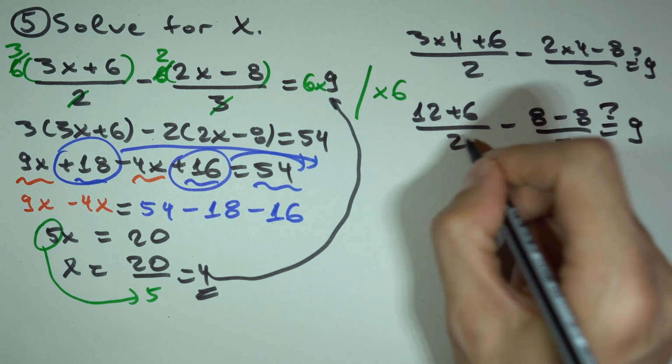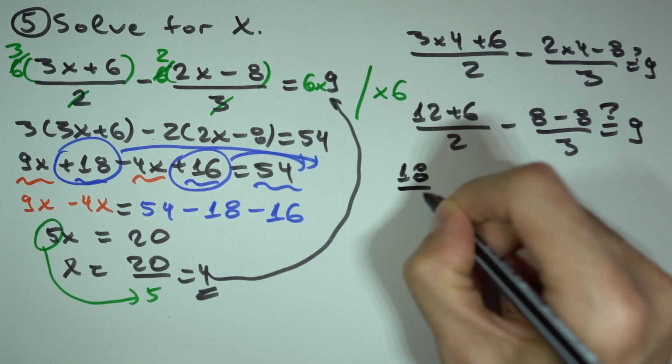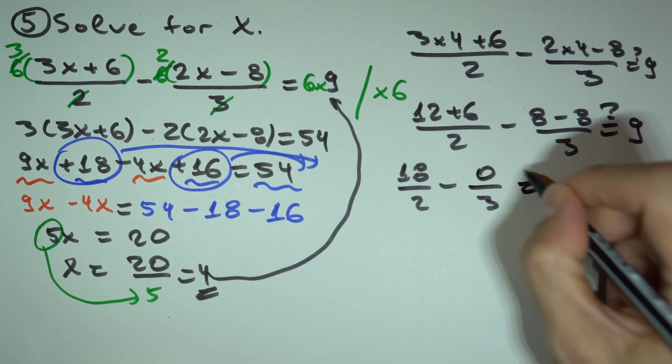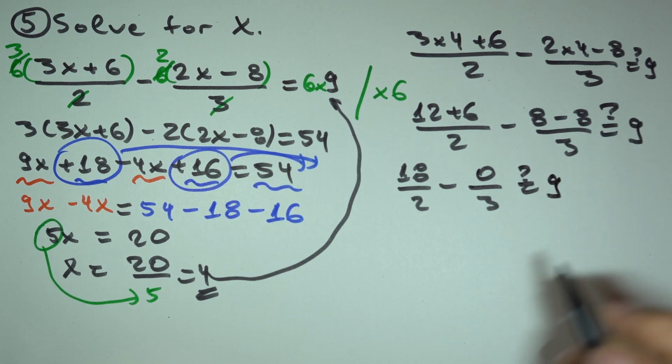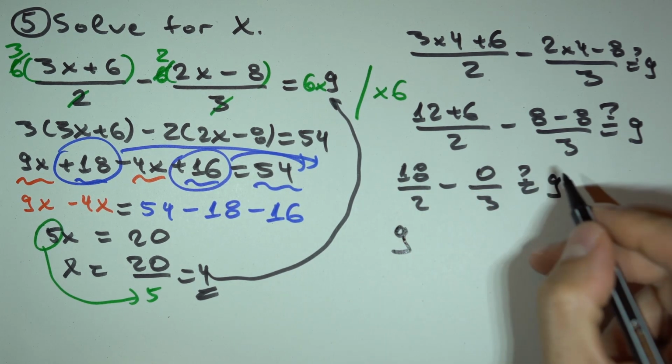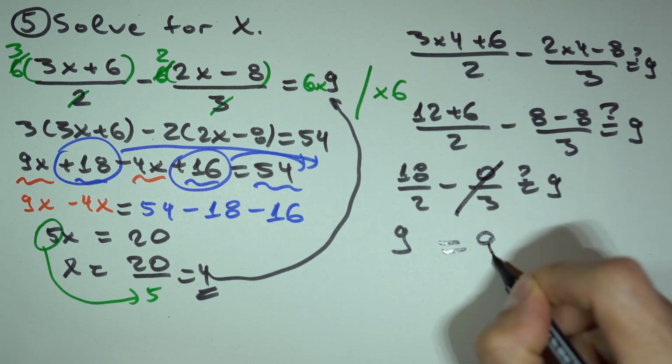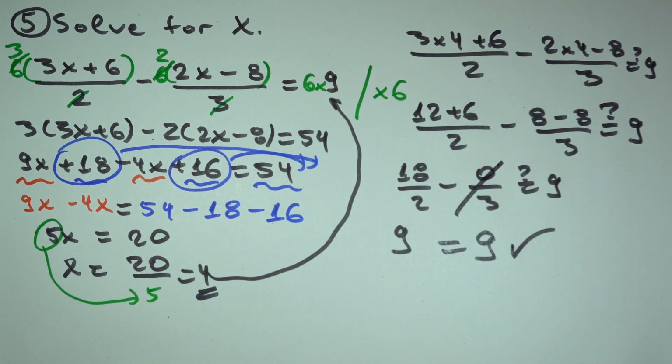12 plus 6 is 18 over 2, minus 8 minus 8 is 0 over 3, and we want to check whether this is 9. Oh, 18 over 2 is 9, and 0 over 3 is 0. And indeed, we have 9 equals 9. So our solution is correct. I hope you can now solve linear equations with ease.